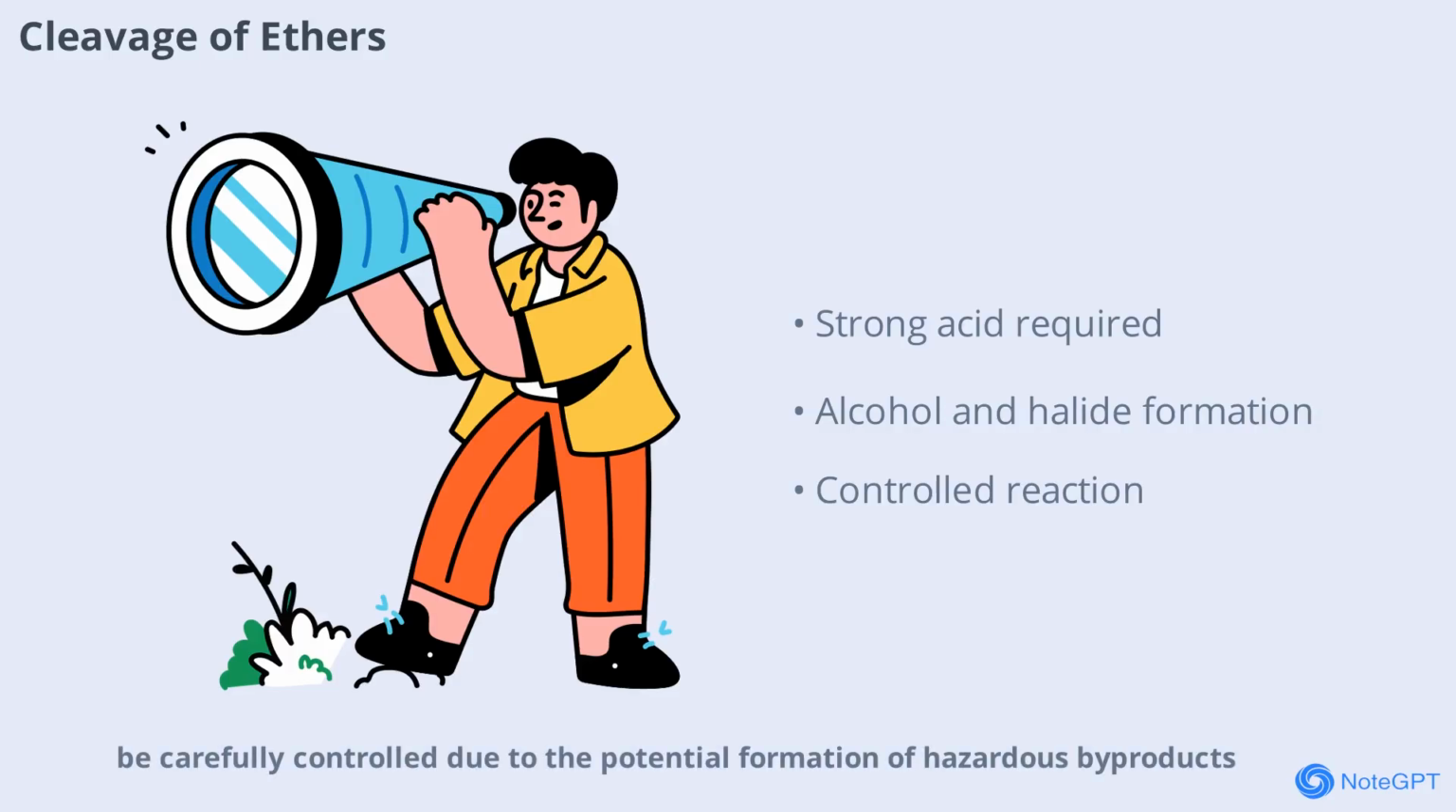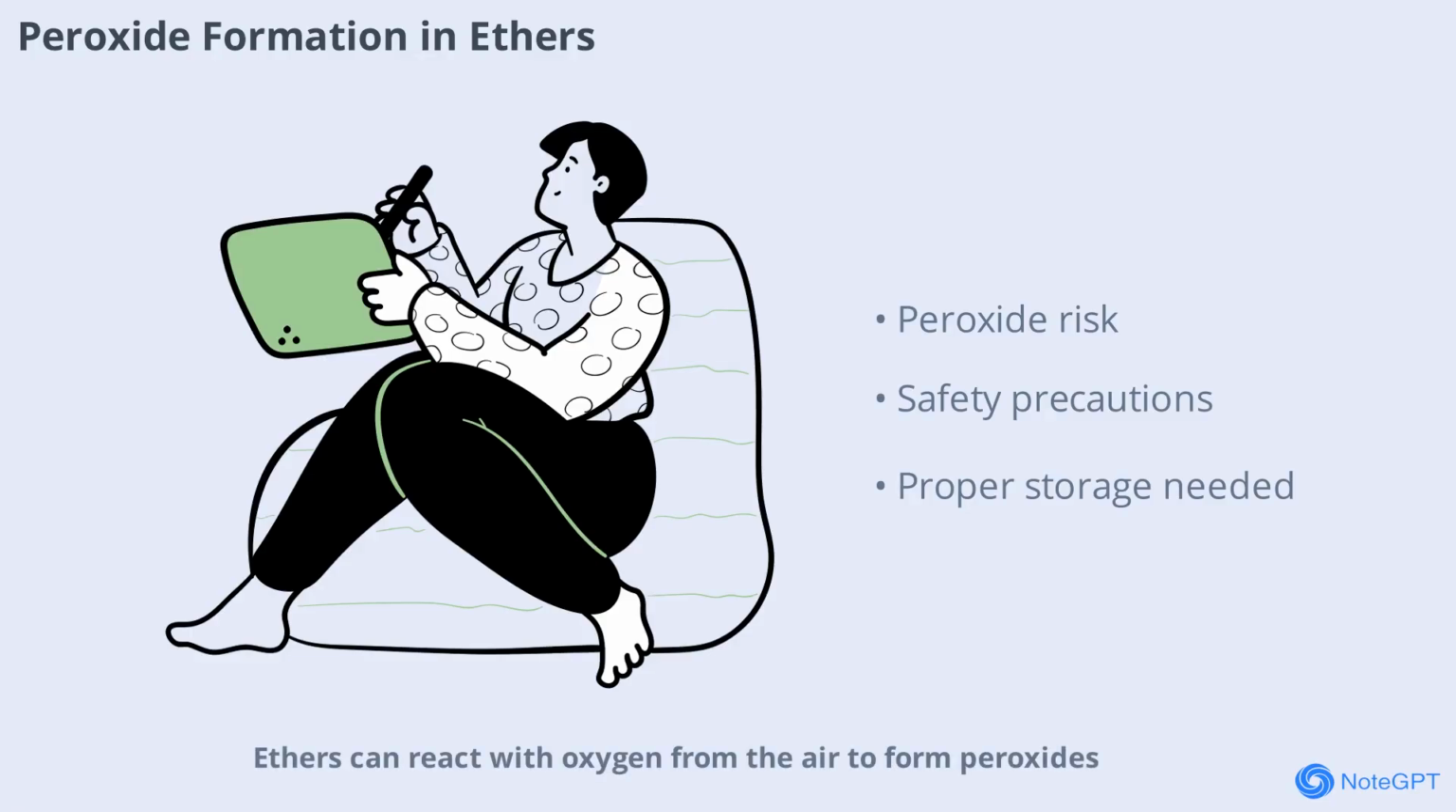hazardous byproducts. Ethers can react with oxygen from the air to form peroxides, which are highly explosive and dangerous. This process is slow but can occur over time, especially in diethyl ether. Proper storage and handling of ethers are essential to prevent peroxide buildup and ensure laboratory safety.